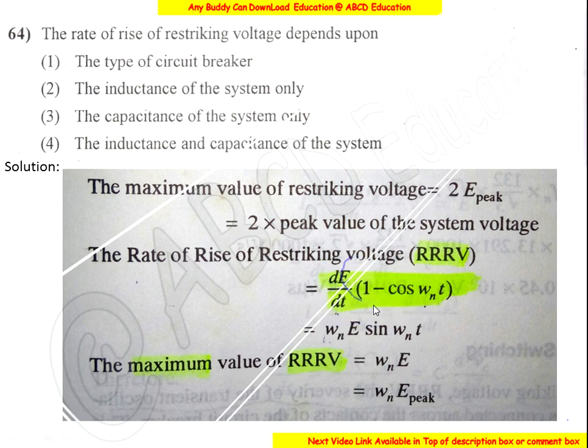Okay, so omega n E sin omega n t. Okay, so omega n is dependent on the circuit, omega n equals 1 by root LC. So it depends on the inductance and capacitance both. Okay, so the answer is 4.